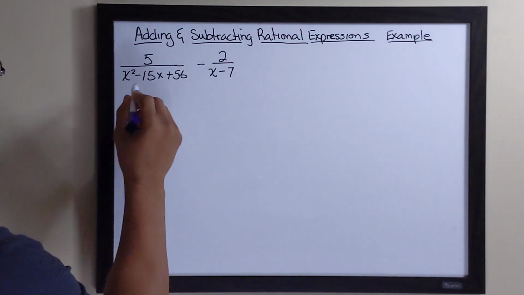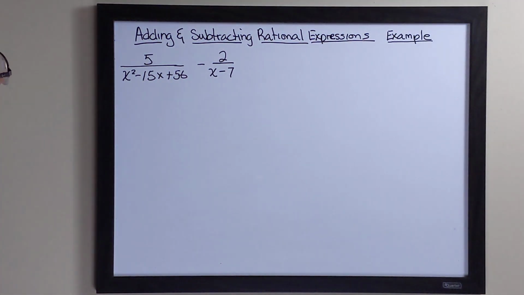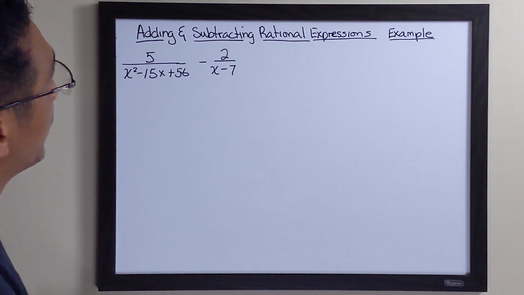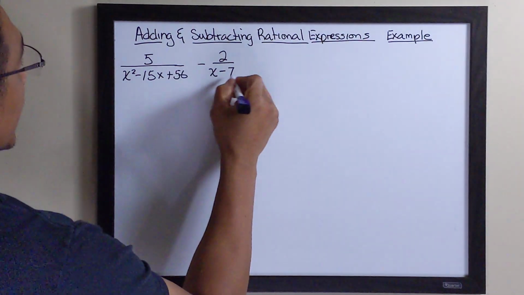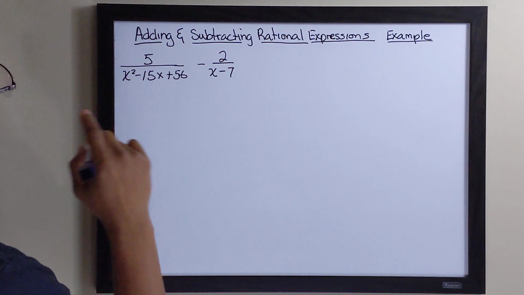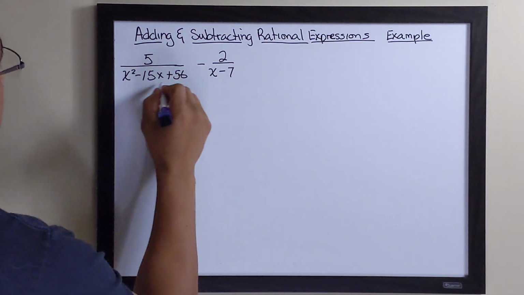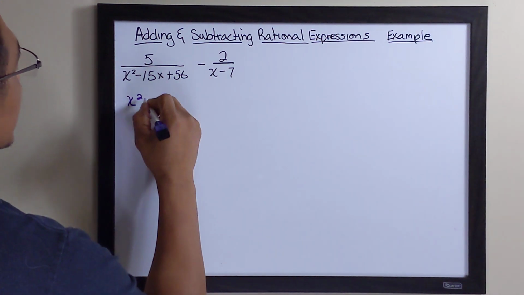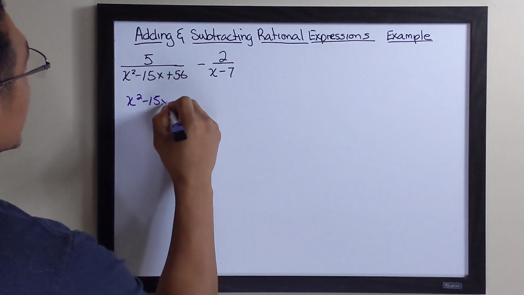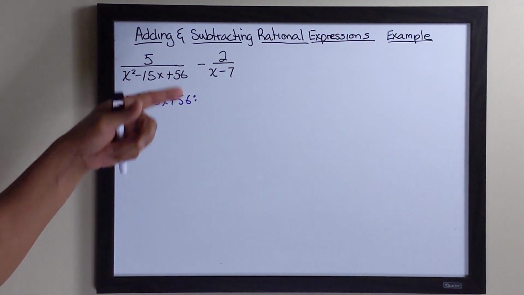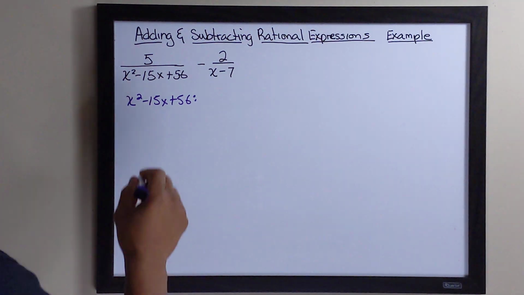I've got polynomials for my denominator, so in order to find the common denominator, I'm going to use the process of least common multiple. So I'm going to look at the x minus 7 and the x squared minus 15x plus 56. Let's start with this one using least common multiple. What I need to do is break the x squared minus 15x plus 56 down into its factors. So let's go ahead and do that.